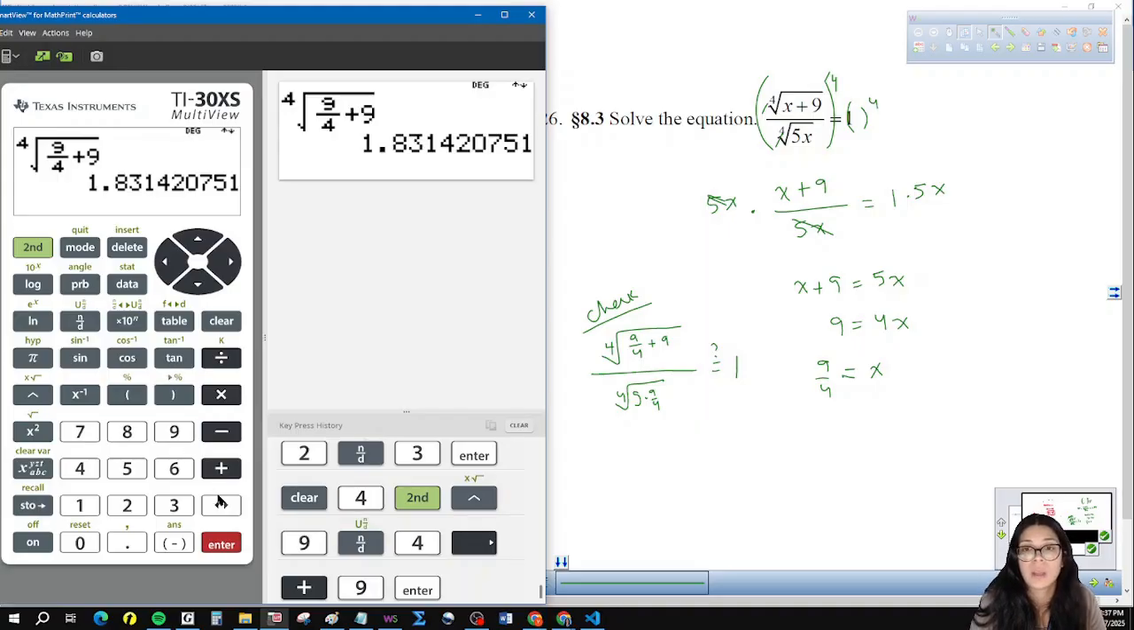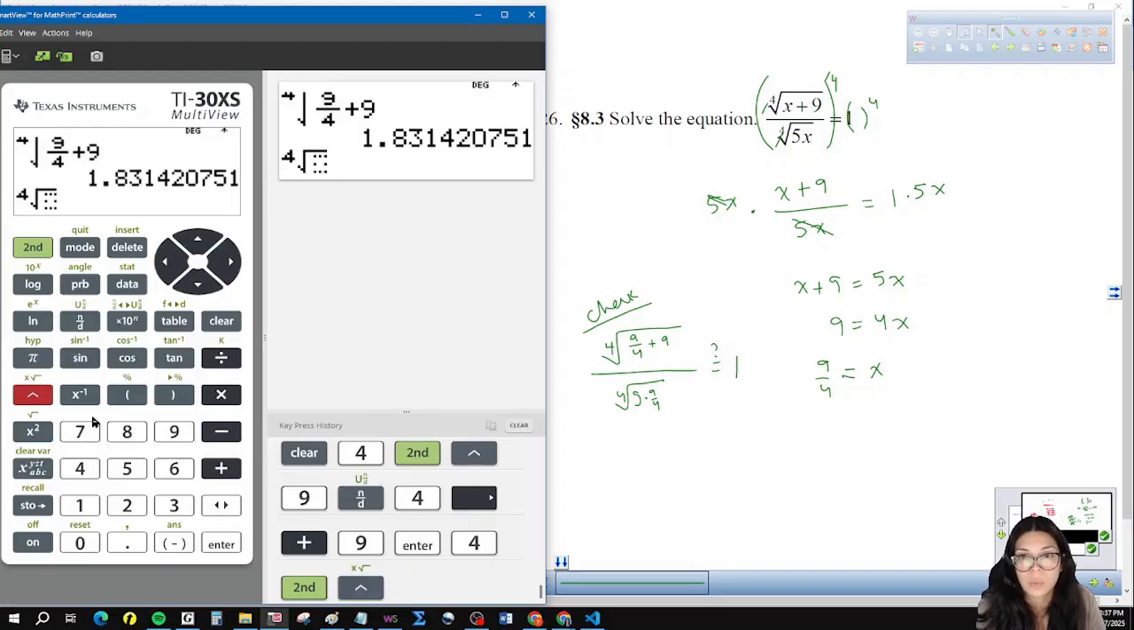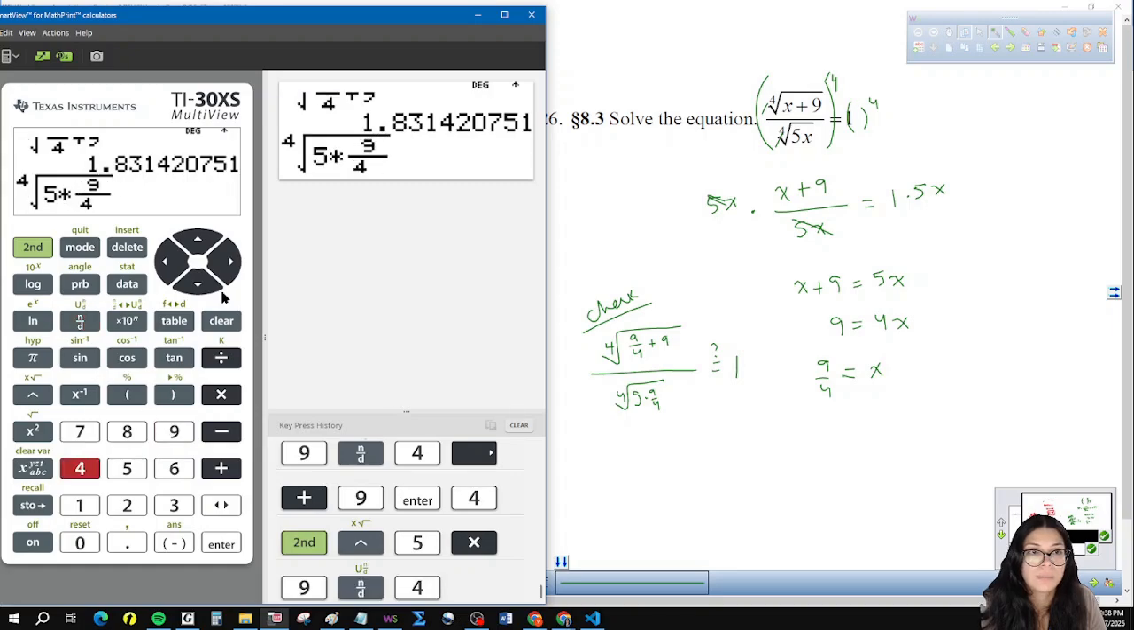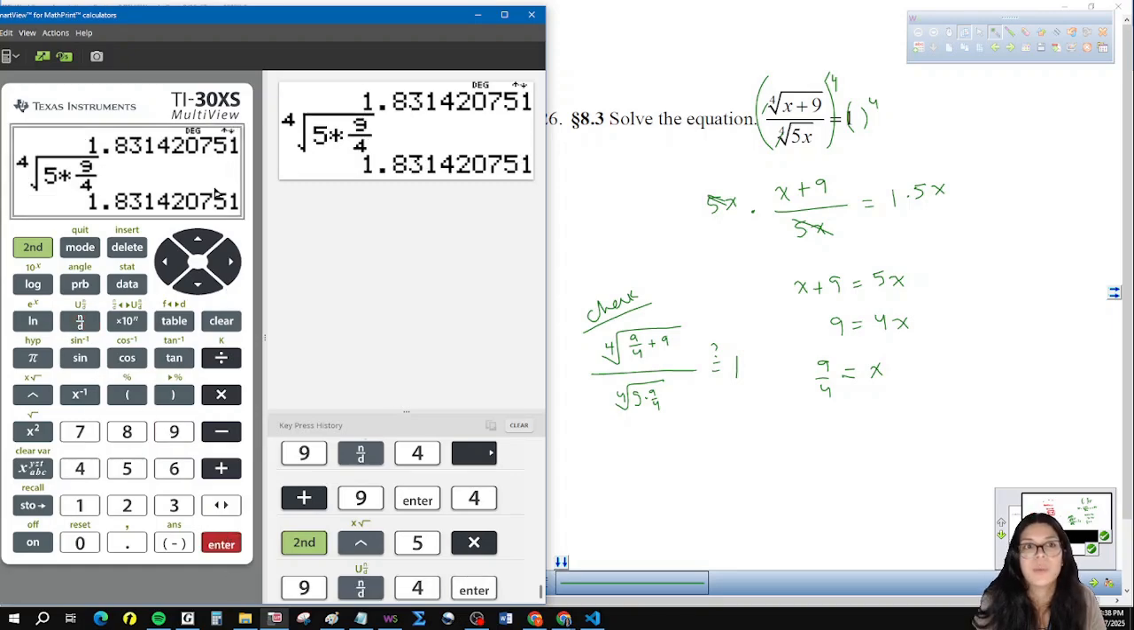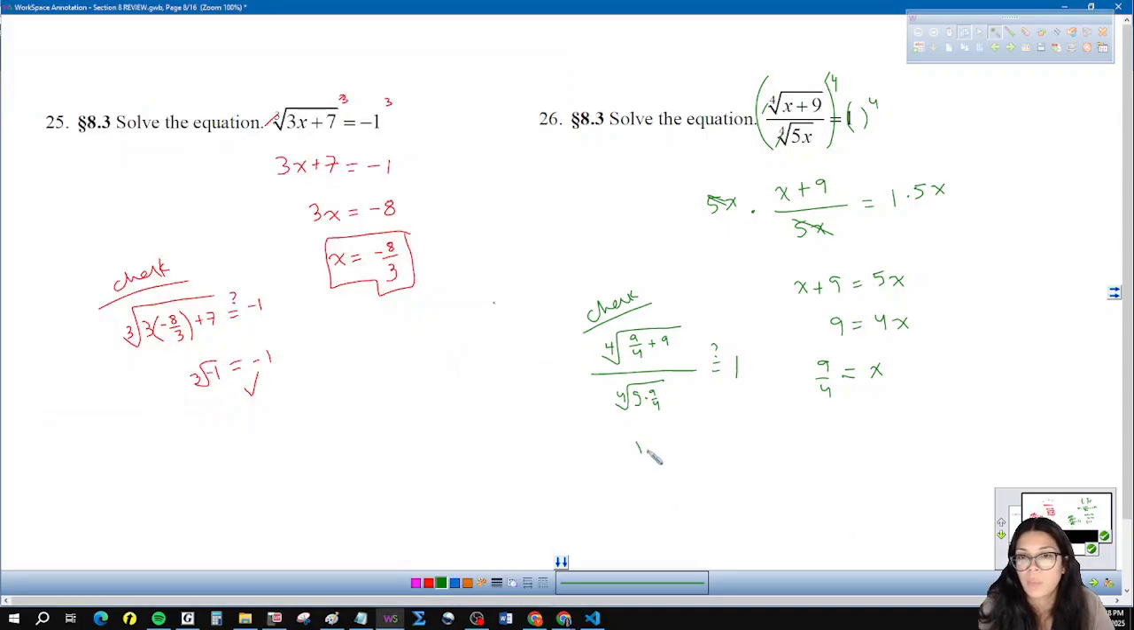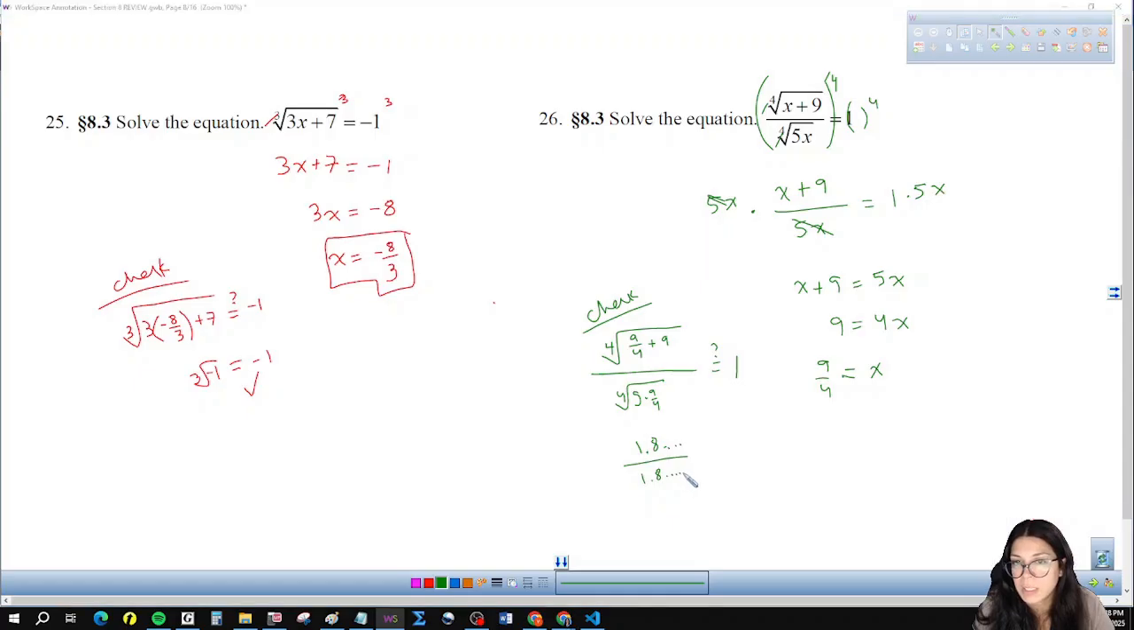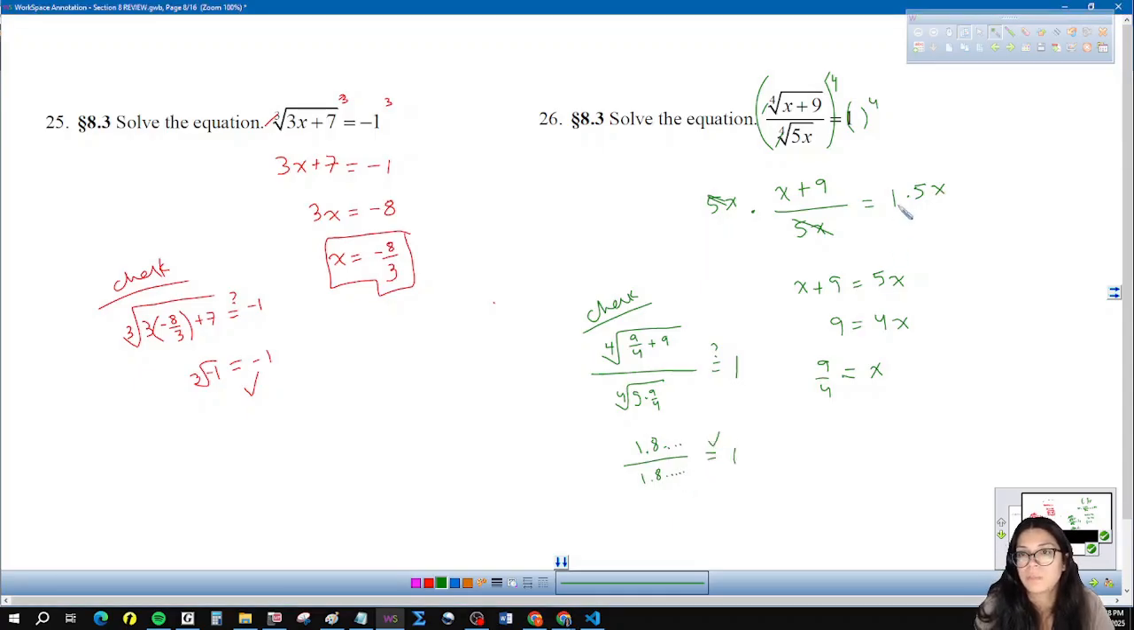1.8-ish something. Now, in order for this to be divided by the denominator and equal 1, then they have to be the same. So I should get for the other one also the same radical. If not, then it doesn't work. So 5 times 9/4. That also gives me 1.8-ish. So we got 1.8-ish divided by the same 1.8-ish. So yes, that equals 1. So this is a valid solution.